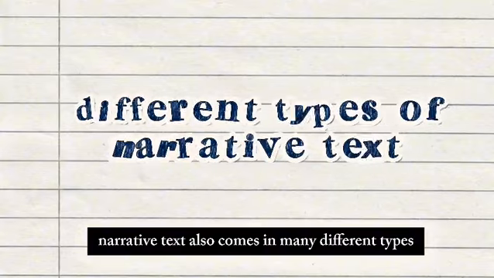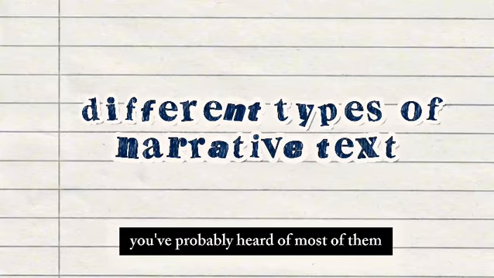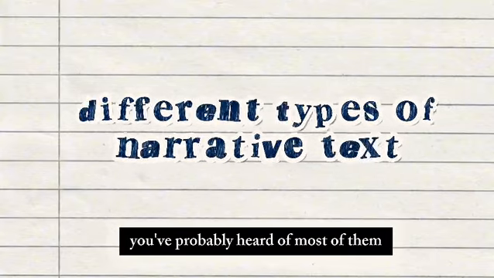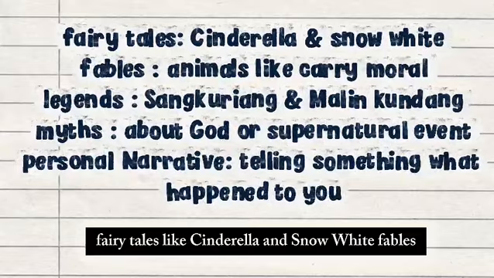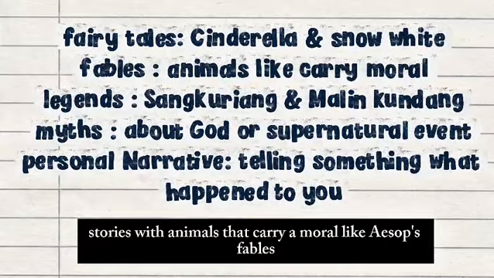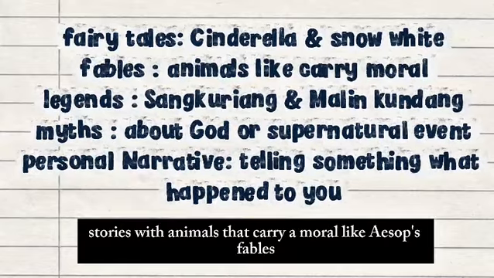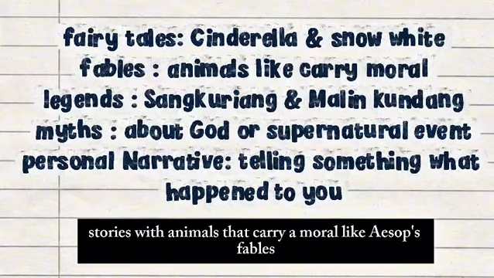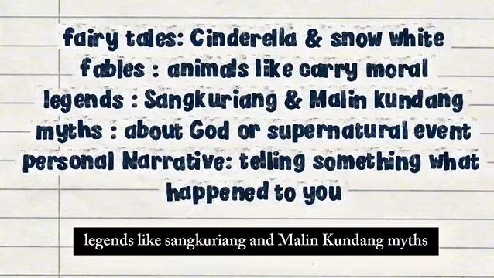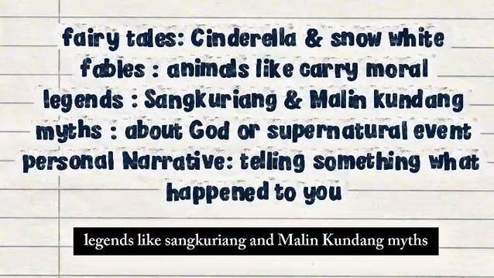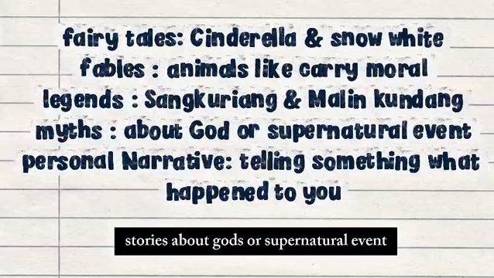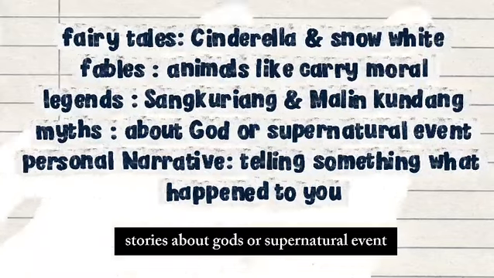Narrative text also comes in many different types. You've probably heard of most of them. Fairy tales like Cinderella and Snow White. Fables, stories with animals that carry a moral, like Aesop's fables. Legends like Sangkuriang and Malin Kundang. Myths, stories about gods or supernatural events.